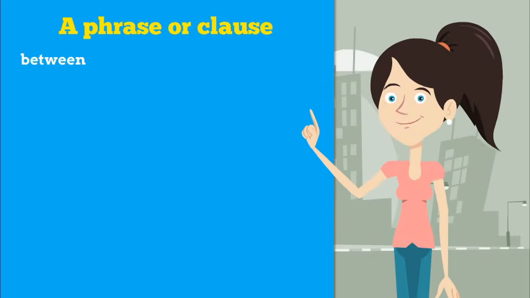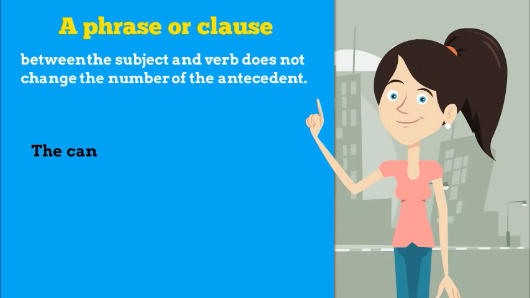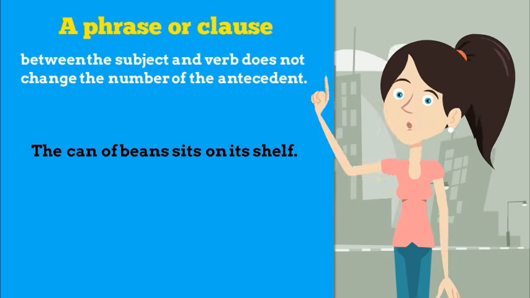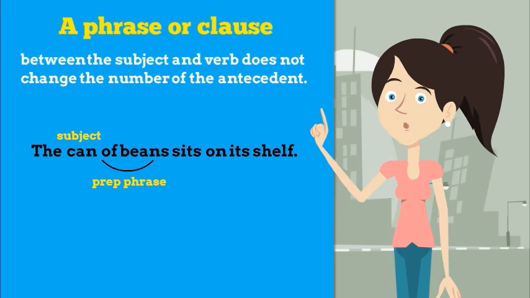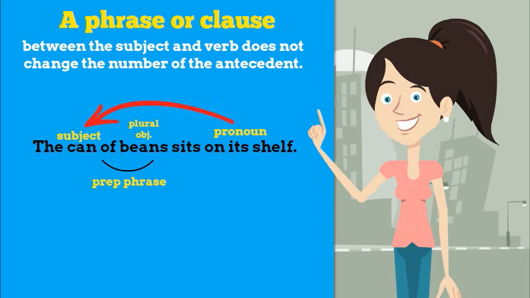A phrase or clause between the subject and verb does not change the number of the antecedent. You must be careful to make sure you don't have the verb agree with the noun or object in the phrase or clause. For example, the can of beans sits on its shelf. Your subject is can, your prepositional phrase is of beans, and we don't want our pronoun to agree with the object of the preposition beans because beans is plural. So we have to make sure that our pronoun is going to agree in number with the subject.